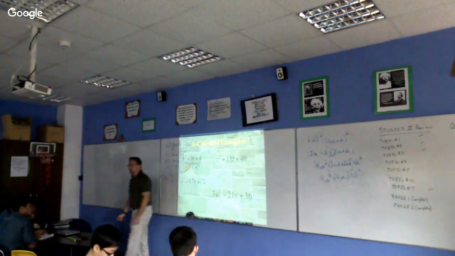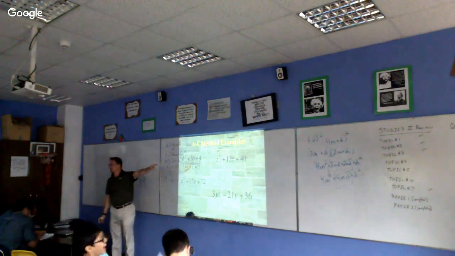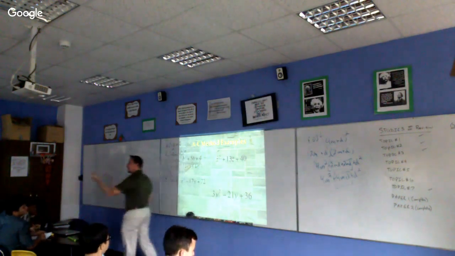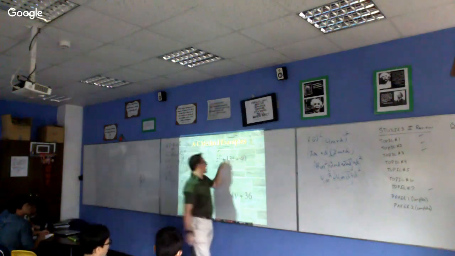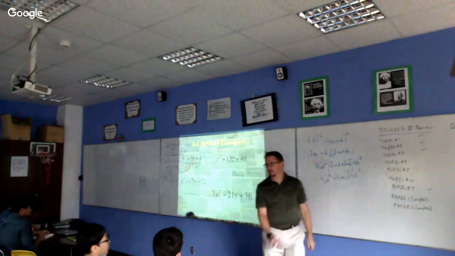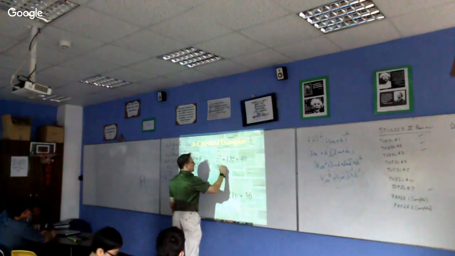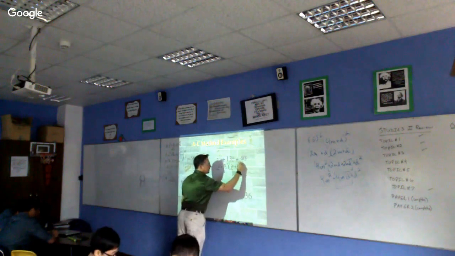Z squared plus 13Z plus 40. Alright. So Z squared plus 13Z plus 40. The coefficient of 1. What two numbers multiply to give me 40, add together to give me 13? 8 and 5. So we got Z plus 8, Z plus 5.